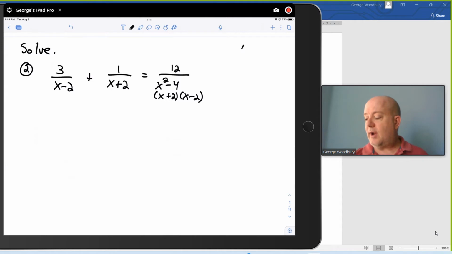So when I'm finding the LCM, I try to take the first denominator I see and I write it down. So I see an x minus 2.